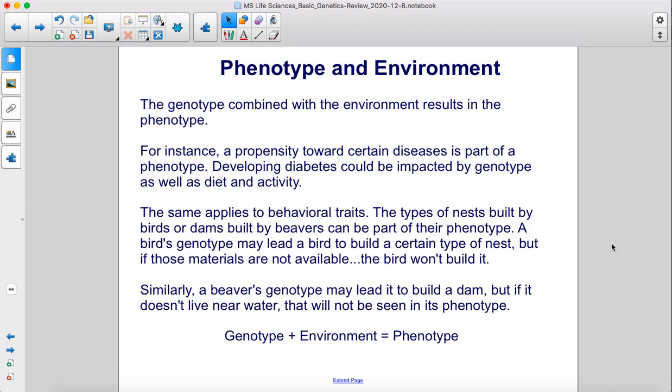The same applies to behavioral traits. The types of nests built by birds or dams built by beavers can be part of their phenotype. A bird's genotype may lead a bird to build a certain type of nest, but if those materials are not available, the bird won't build it. Similarly, a beaver's genotype may lead it to build a dam, but if it doesn't live near water, that will not be seen in its phenotype. Genotype plus environment equals phenotype.